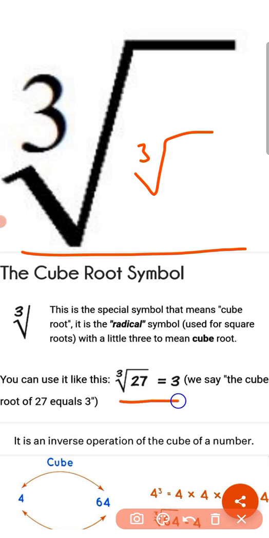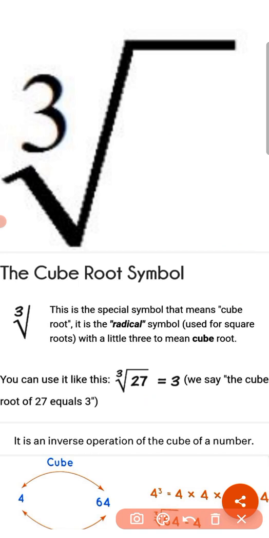See children. We can read this as the cube root of 27 is 3. Cube root of 27 is 3. Okay. Cube root is an inverse operation of the cube of a number. Inverse operation.